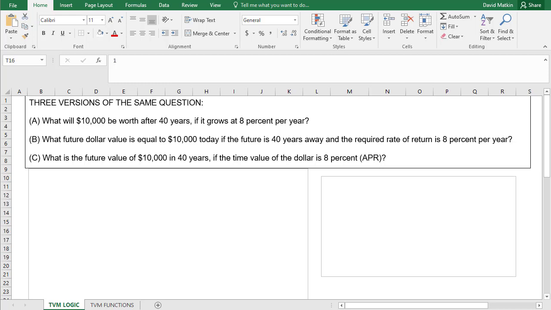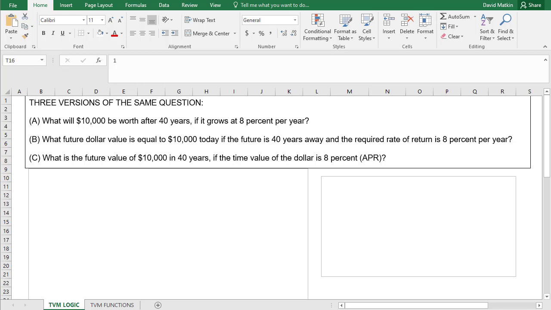But we can also rephrase the question. Version B says, what future dollar value is equal to $10,000 today if the future is 40 years away and the required rate of return is 8% per year? Well, that's asking the same question. Once again, it wants to know what that value will be in the future, but it's not framing the question as something where we would observe this moving through time. It's emphasizing this idea that future value, whatever it might be, is equal to $10,000.